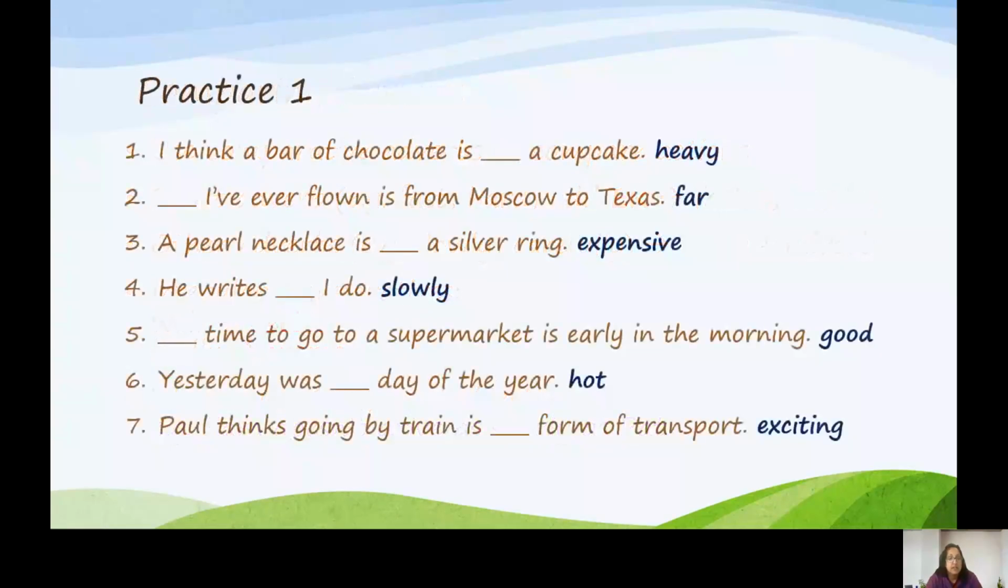Here is a little bit of practice for you. Look at these sentences. How do we change the adjective at the end to fit the space given? You need to think about whether you need a comparative form or a superlative form. You might need to add some missing words. Pause here while you think about it.